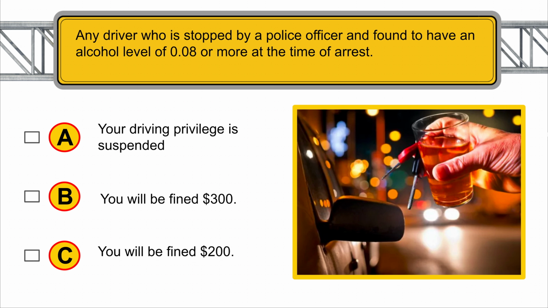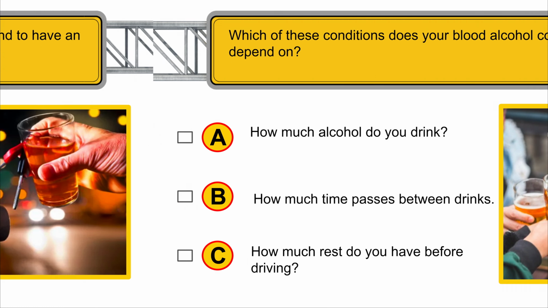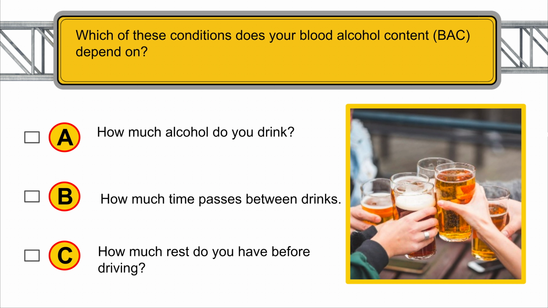Any driver who is stopped by a police officer and found to have an alcohol level of 0.08 or more at the time of arrest, your driving privilege will be suspended. Which of these conditions does your blood alcohol content, BAC, depend on? How much alcohol do you drink? How much time passes between drinks?